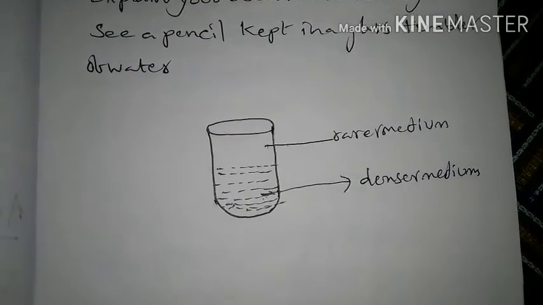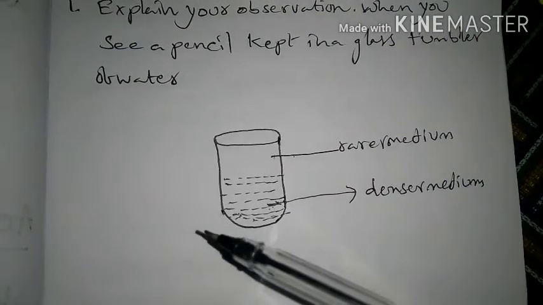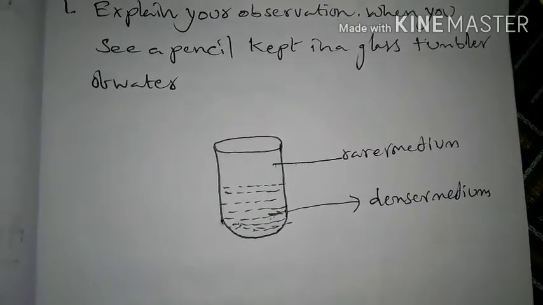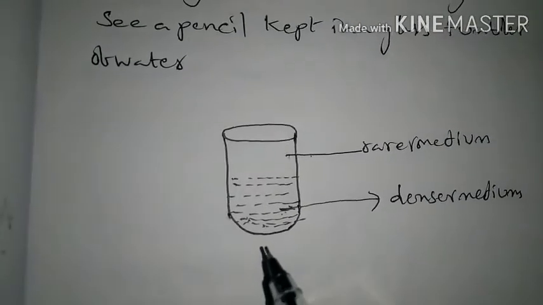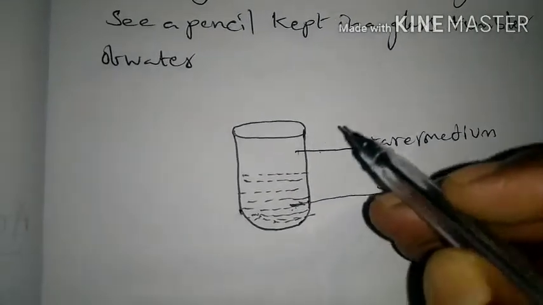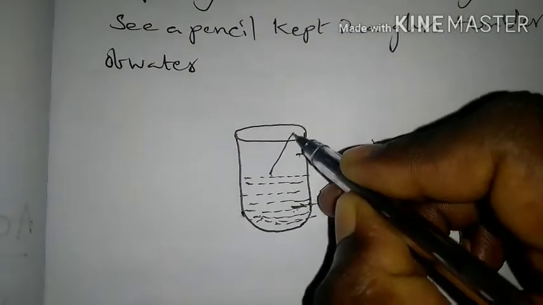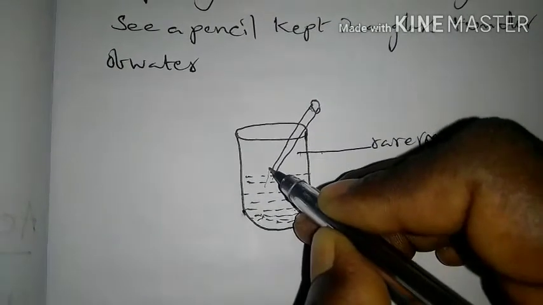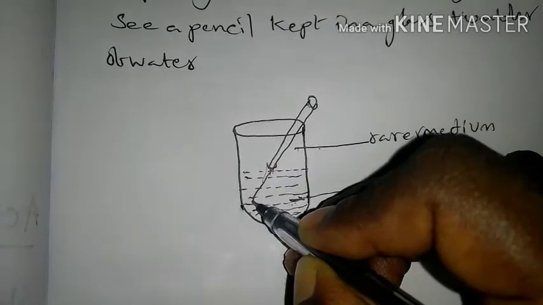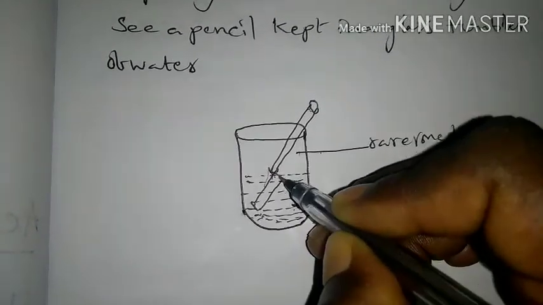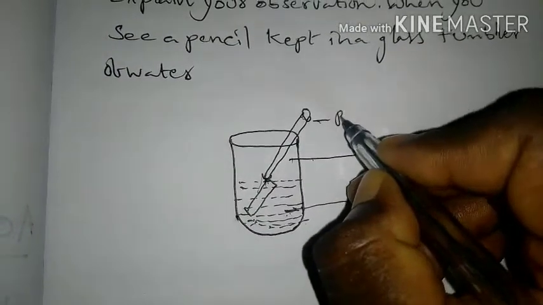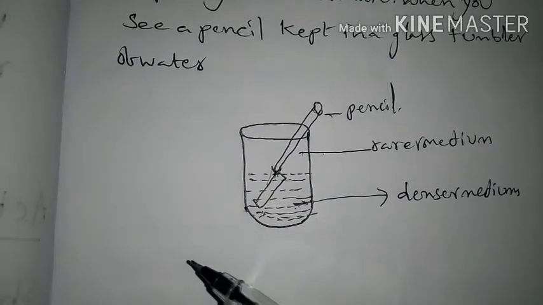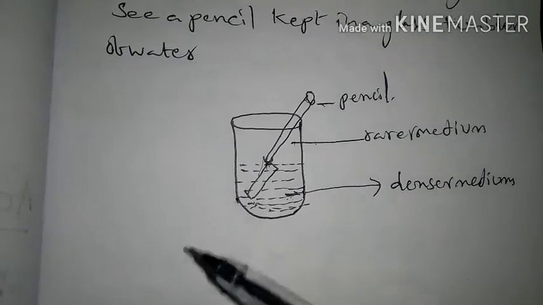Next, take a pencil and keep the pencil in it. This is the pencil. See the pencil from the side of the glass.